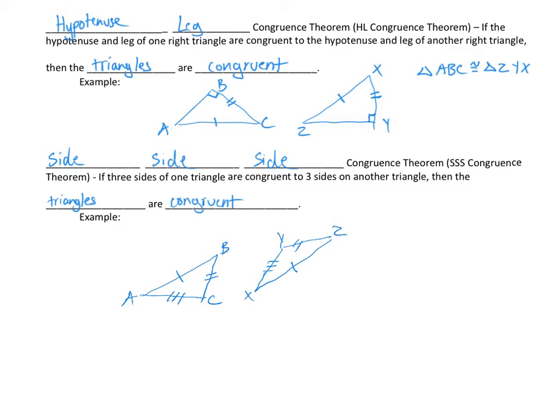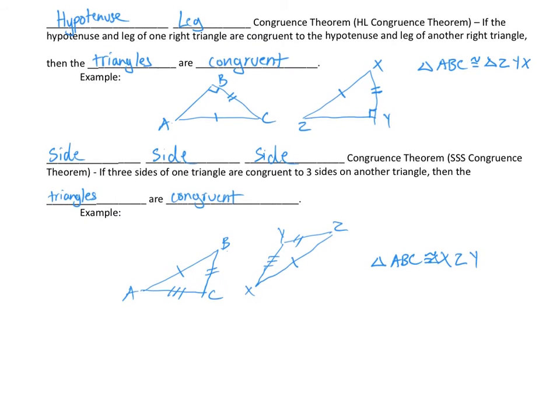So then, write this properly. Triangle ABC is congruent. We have to be careful how we match up our angles. A matches up with X. B matches up with actually Z in this case. And C matches up with Y. So ABC is congruent to triangle XZY.